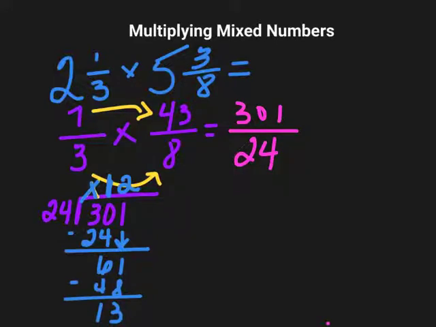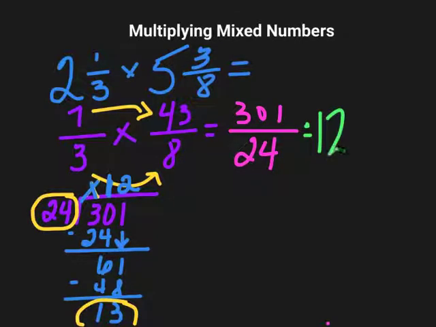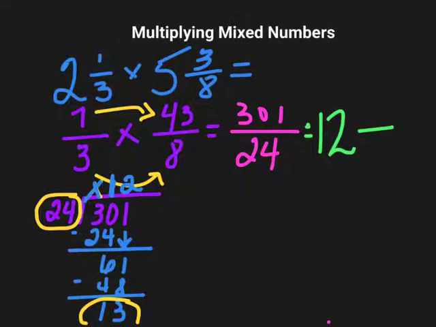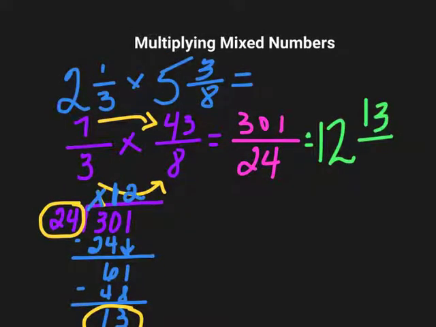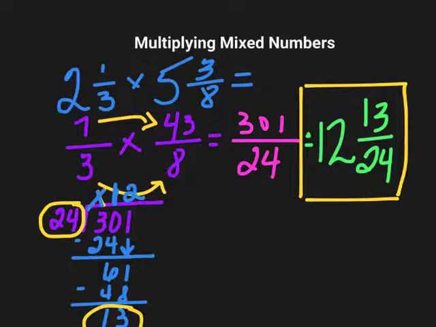We're not going to do decimals. We're going to keep this as a fraction. We're left with the remainder of 13, which is now going to be our numerator for our fraction, and 24 is going to be our denominator. 12 is our whole number. So for our answer, we're going to have 12 is our whole number, numerator of 13, denominator of 24. We will double check to see if we can reduce our answer, and 13 over 24 cannot be reduced, so we're going to leave it as is.